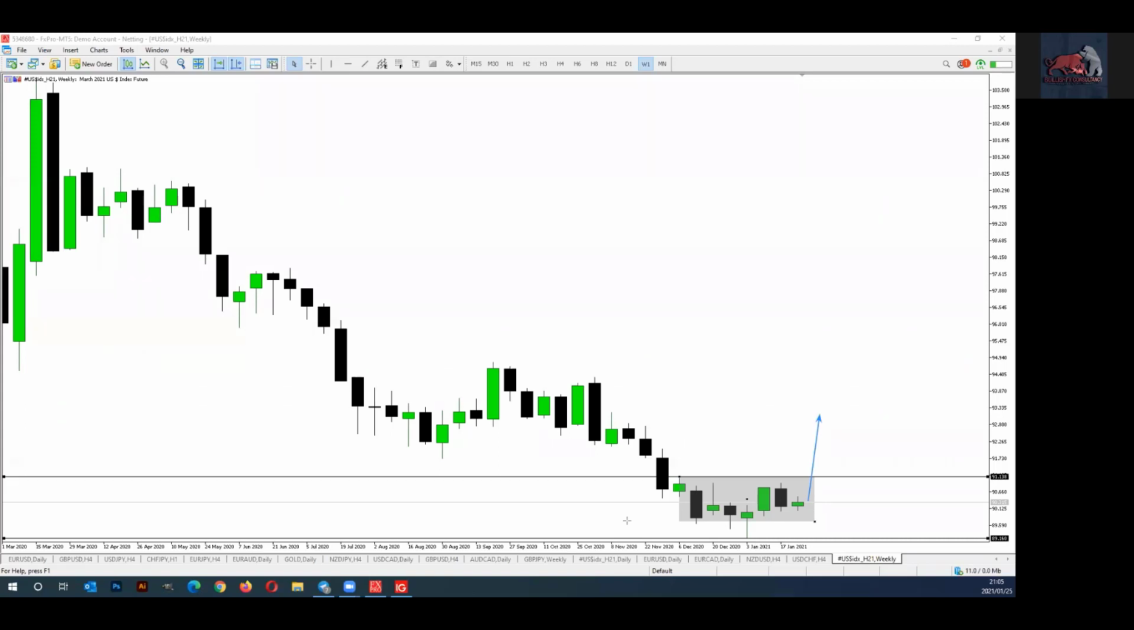It's not guaranteed, but looking at what the bond market, the yields are doing, there is a very good chance that dollar is going to trade higher. That's why I keep emphasizing that I'm going to be bullish dollar. Yes, that does not mean I'm not going to be bearish. If the chance to be bearish presents itself, then I will gladly take that chance and trade bearish.